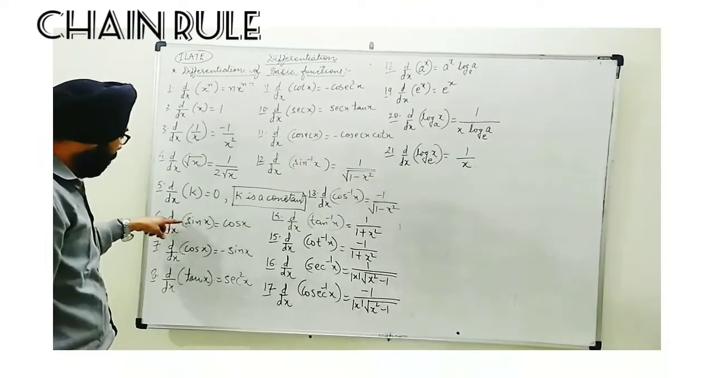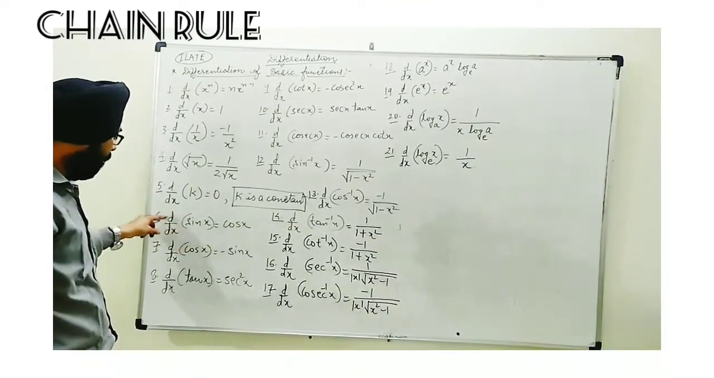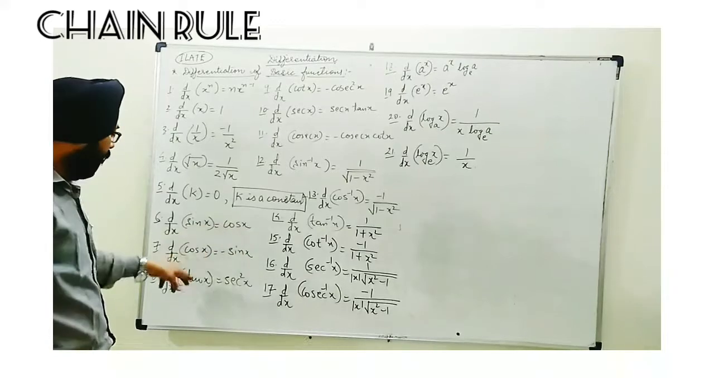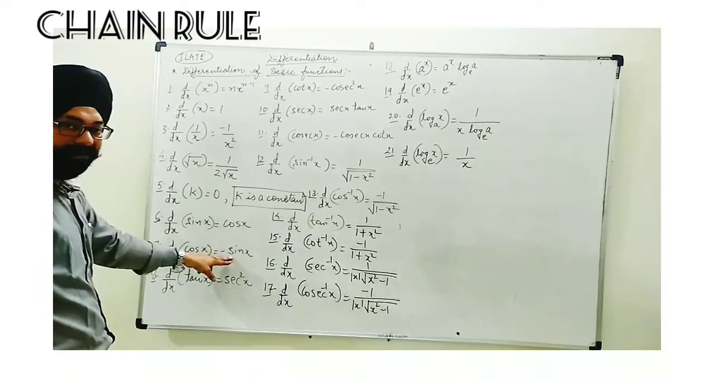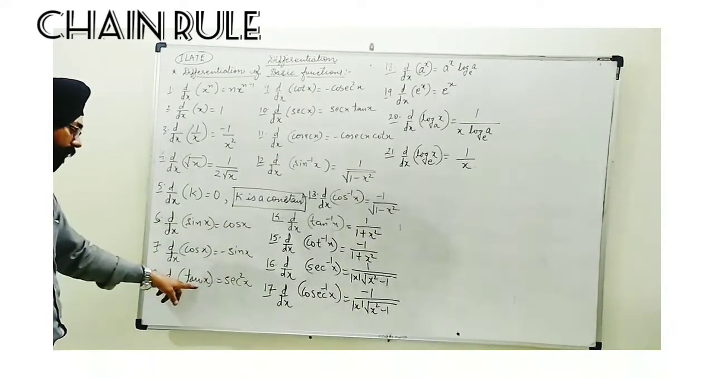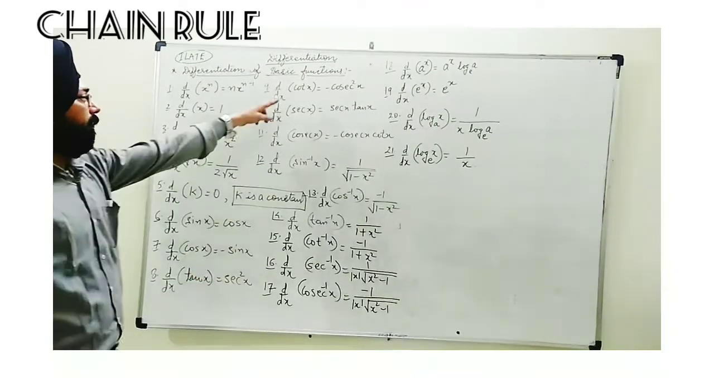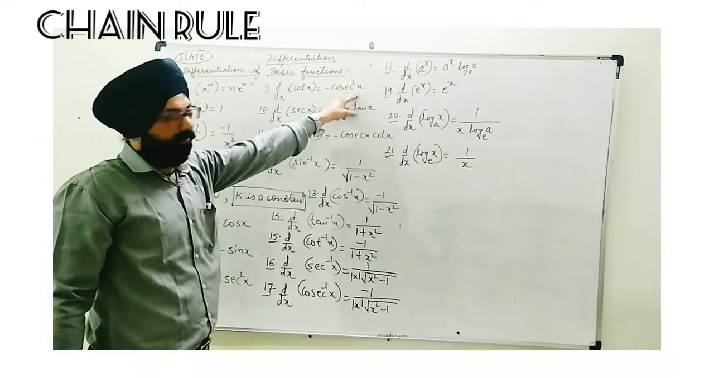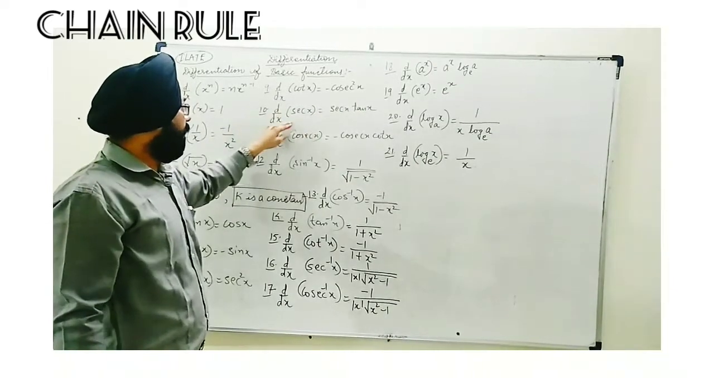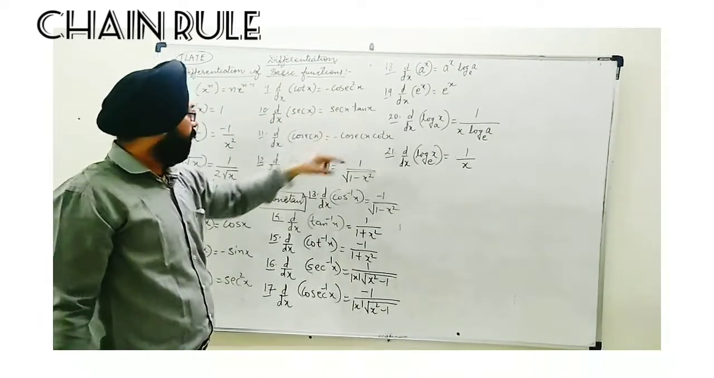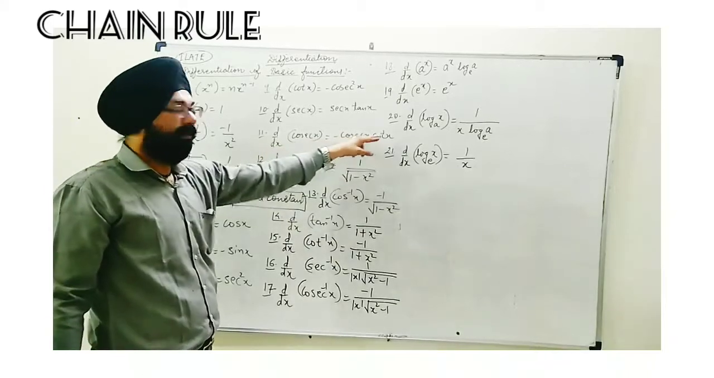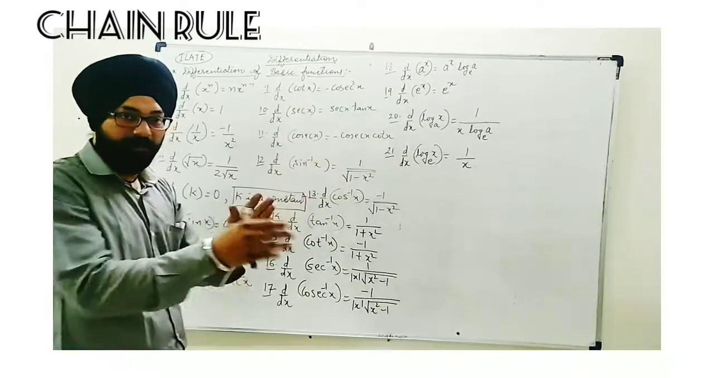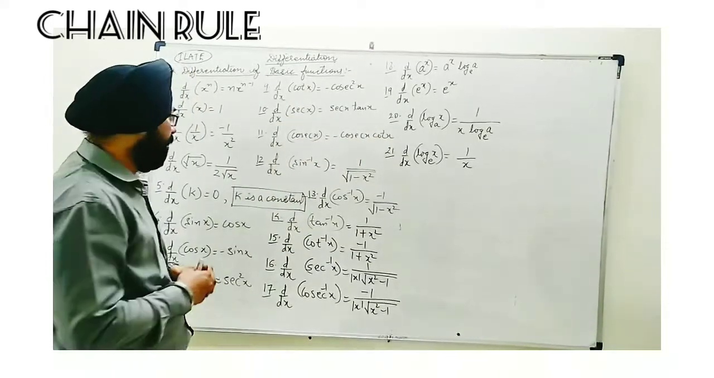Next, the trigonometric functions: sin x, its differentiation is cos x. When we take cos x, it becomes minus sin x. D by dx of tan x is sec square x, and its reciprocal cot x gives minus cosec square x. D by dx of sec x is sec x tan x, but of cosec x is minus cosec x cot x. We see there is a relation in cosec and cot whenever we are differentiating.